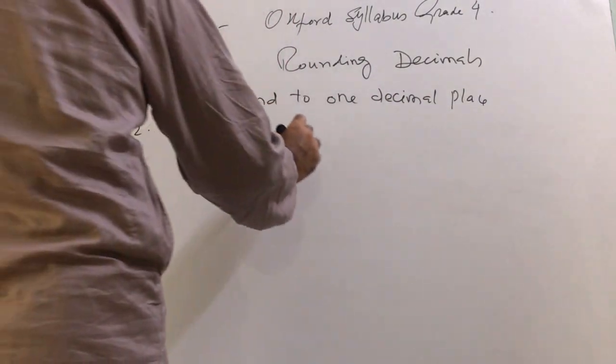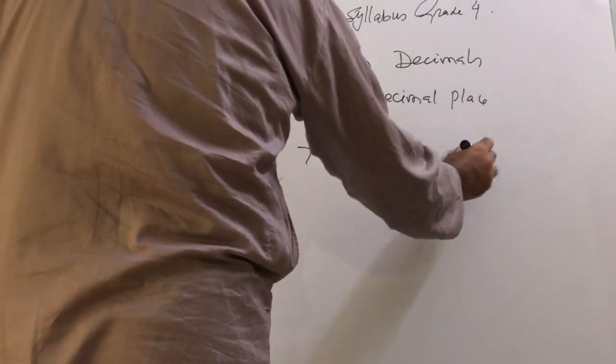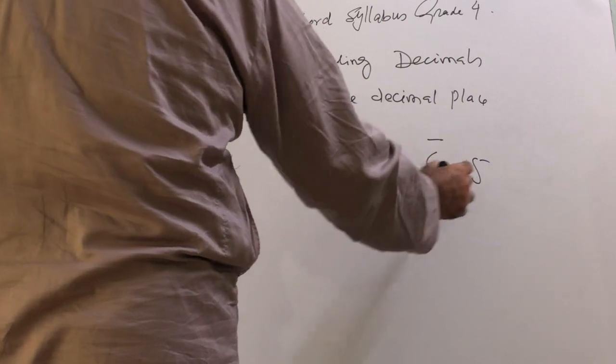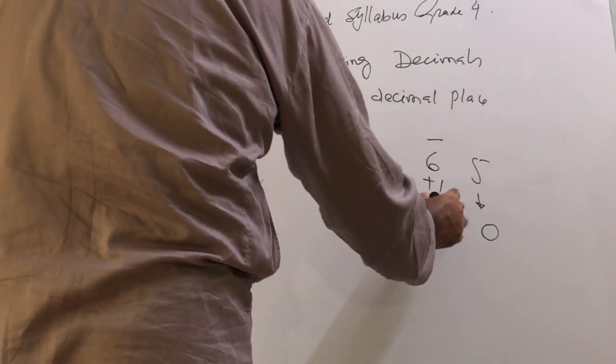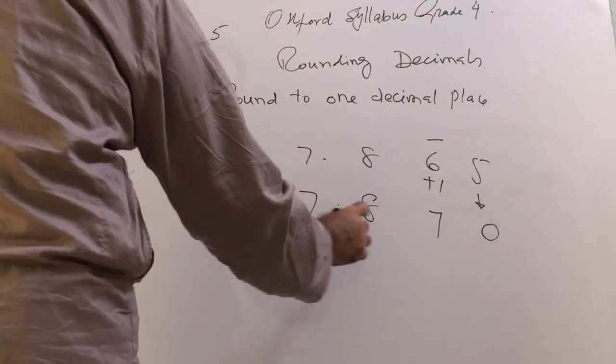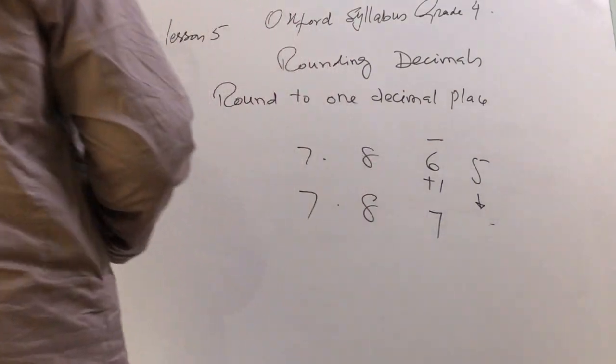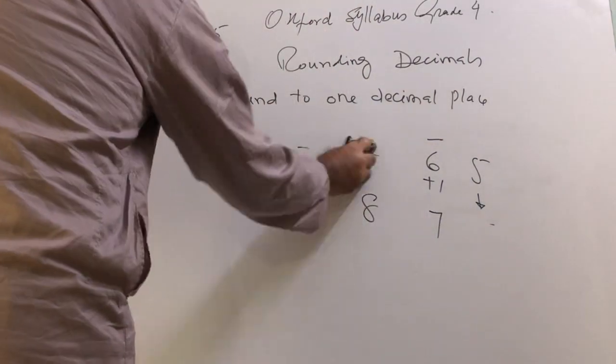Part C is 7.865. This is the hundredths. No need for this one, it becomes 0, it is equal to 5. Add 1 here, 6 plus 1 is 7. The rest remains the same. Remove this, 7.87 is the answer for part C.